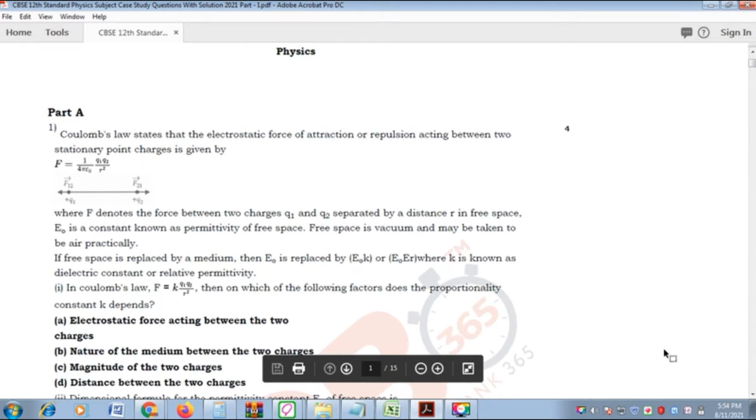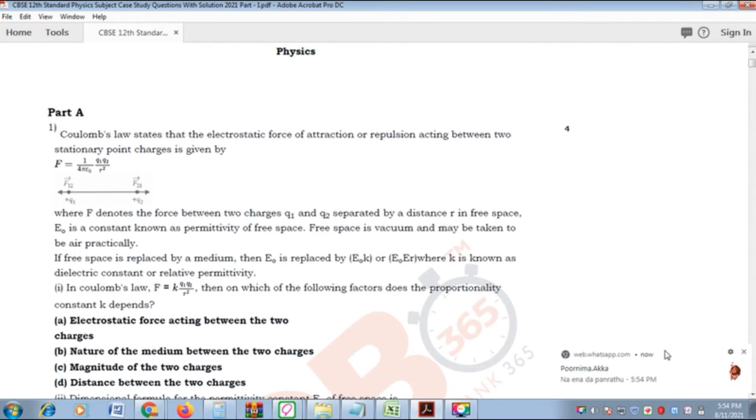The first question is: Coulomb's law states that the electrostatic force of attraction or repulsion acting between two stationary point charges is given by F equal to some equation, followed by one diagram. Look at the diagram, where F denotes the force between two charges Q1 and Q2. You are trying to understand what it is saying. You need to know about that particular image.